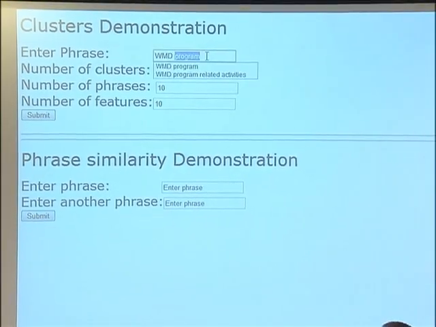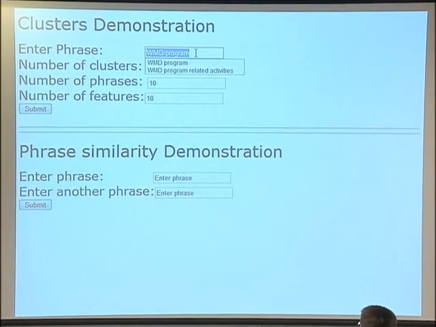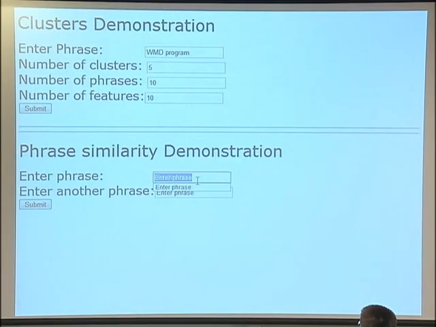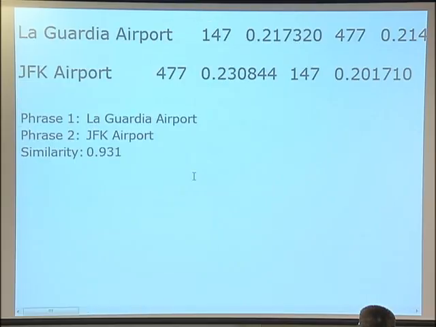Okay. So the second demonstration is just finding the similarity between 2 phrases, and this is done using the same feature vector that Kailash talked about earlier, where we construct a feature vector based on cluster memberships, and we take the cosine similarity between those 2. So for example, we can look at LaGuardia Airport, and then JFK Airport. Those have a very high similarity.